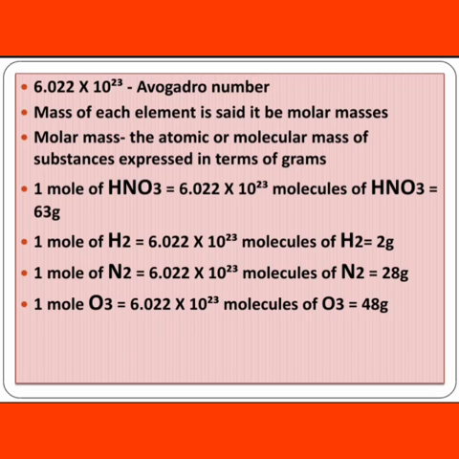The mass of each element is said to be its molar mass. What is molar mass? It is the atomic or molecular mass, the mass of atoms or molecules of a substance expressed in grams. For example, 1 mole of HNO3. It is a constant value. What is the constant value? The Avogadro number. That is, 1 mole of HNO3 equals 6.022 into 10 to the power 23 molecules of HNO3.